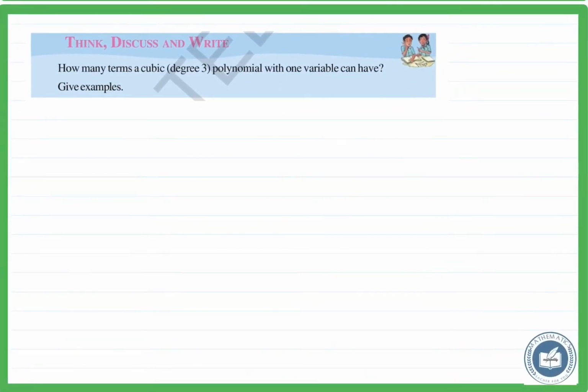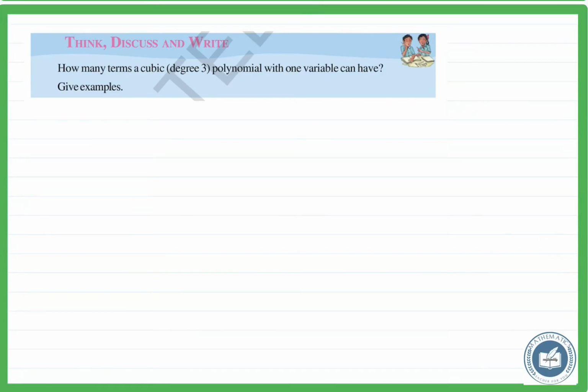Next, we will discuss how many terms a cubic polynomial with one variable can have. Cubic polynomial means the degree is 3. When the degree of the polynomial is 3, we can say that it is a cubic polynomial. So how many terms can the cubic polynomial have?